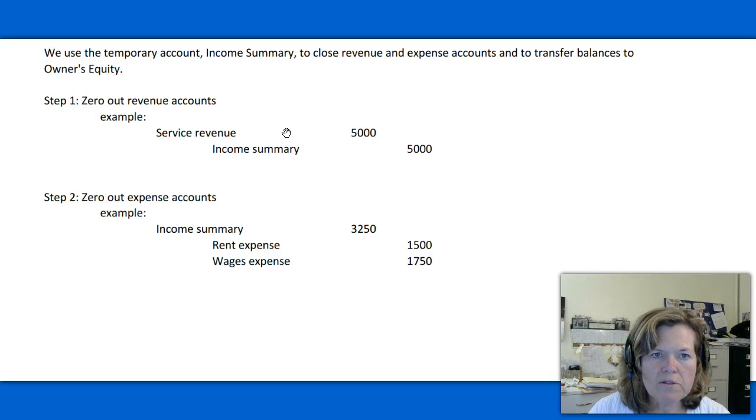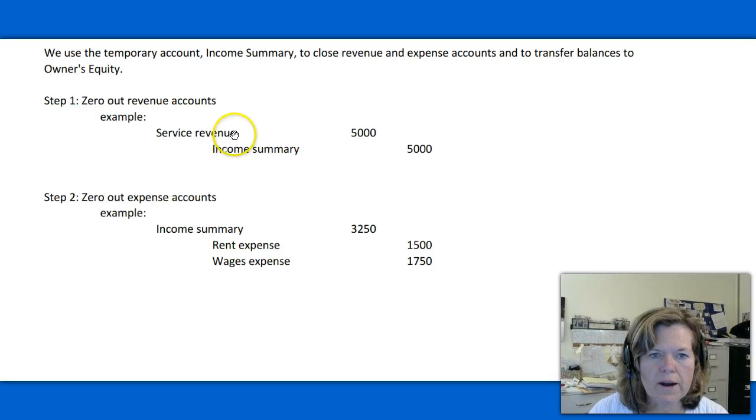If we want to zero that credit balance out, what do we have to do? We have to debit it to get that balance to zero. That's why we see this debit here in service revenue. The offsetting credit, because again our debits have to equal our credits, is going to be to that income summary account. So that's step one. If we had two separate revenue accounts, say we sold computer equipment along with providing services, we would debit both of those revenue accounts, and then the total of those two would be the credit to income summary.